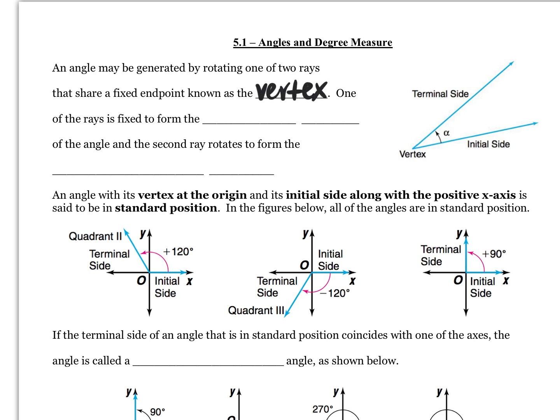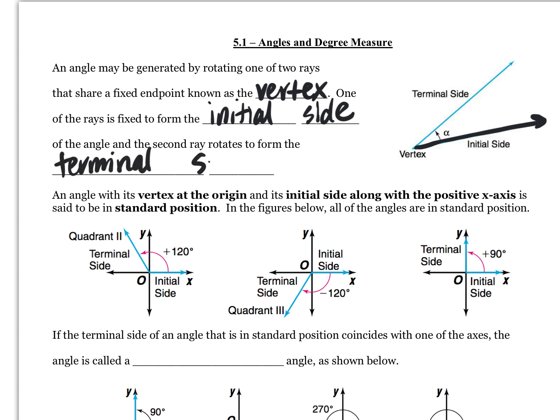One ray is fixed. So we have one that starts, and that's always going to be on the initial side. Again, am I going to test you on this? No. And then the second ray is just showing how big the angle is, and wherever it ends is going to be the terminal side. Terminal side.